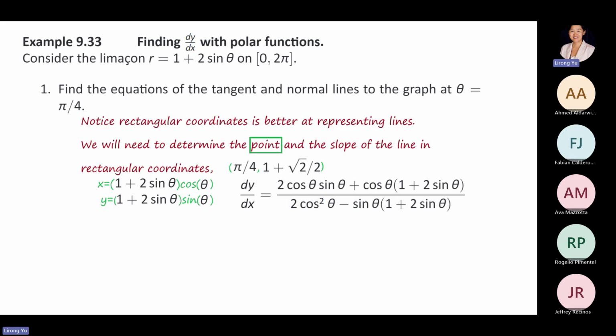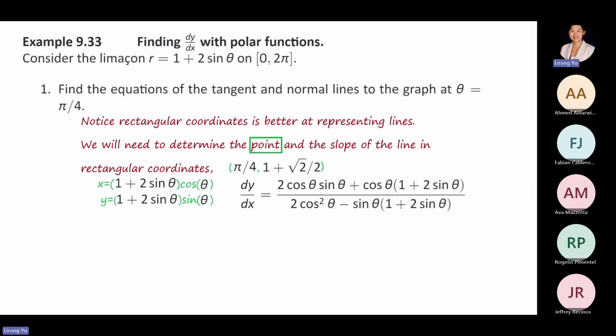For the x, the derivative of 2 sine is 2 cosine, and 2 cosine times cosine is 2 cosine squared. And now we want to keep the 1 plus 2 sine and find the derivative of cosine, which is negative sine. So the entire calculation is finding the derivative of x, which goes in the denominator, and the derivative of y, which goes in the numerator. Do you have any questions about this calculation? We're trying to use the derivative to find the slope of the line.